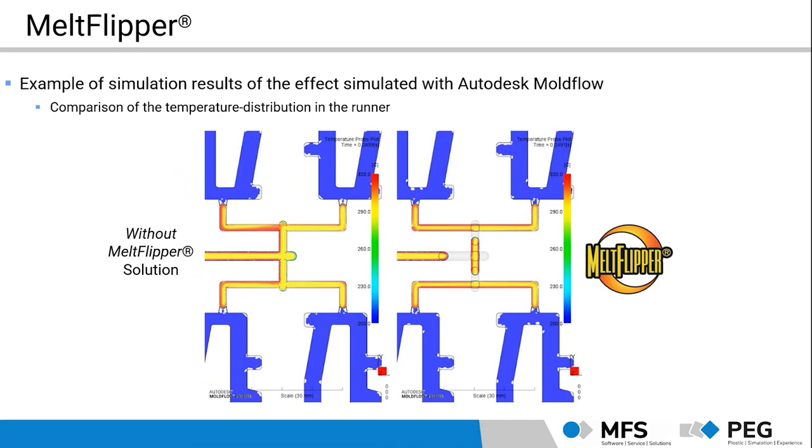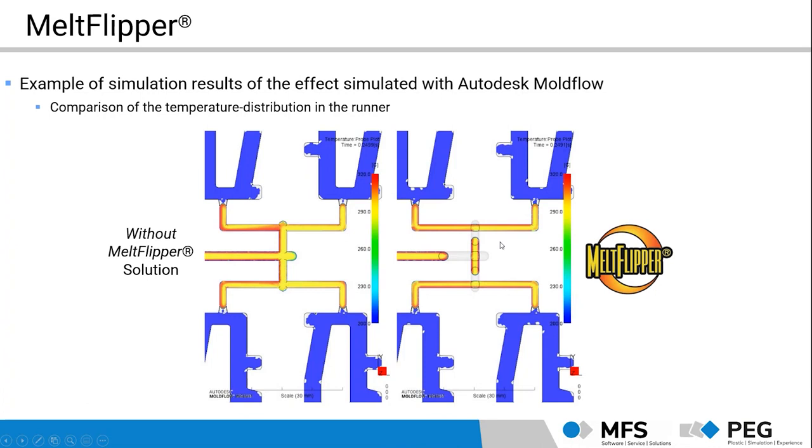Here is an example of simulation results of this effect, which were simulated with Autodesk Moldflow. And it's a comparison. Again, on the left side, we have without the MeltFlipper solution. On the right side, we have the MeltFlipper solution brought in. This is the temperature distribution, especially in the runner system here. And you can see on the red color here that we have hotter material on the inside cavities, and we have a more equal picture of that on the outer cavity, or a more equal picture of that when MeltFlipper technology was brought in.